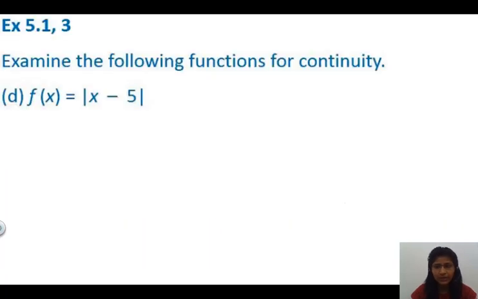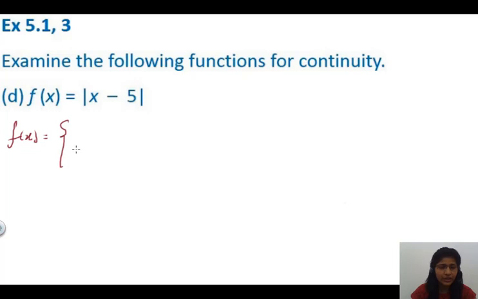Let us start with the very first question. It is question number 3, D part. So here the function is given as f of x equals modulus of x minus 5. Let us break the modulus and write the values of function.